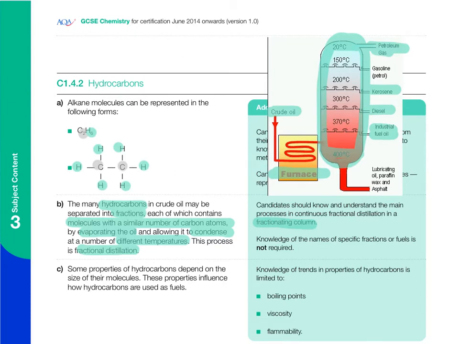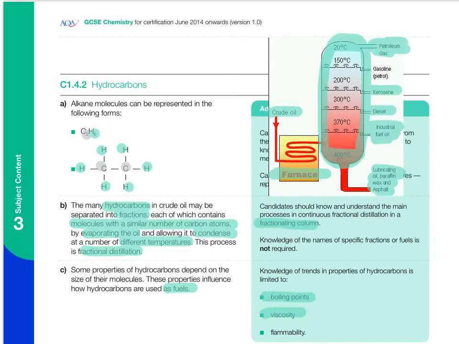The different chemicals have different properties depending on what size they are. The ones at the top of the fractionating column are much smaller, and the ones at the bottom are much, much larger. So these ones here are much bigger molecules. The size will affect how they are used as fuels, because the size will affect their boiling point, their viscosity, so how thick or how runny they are, and also their flammability, so how easily they set on fire.